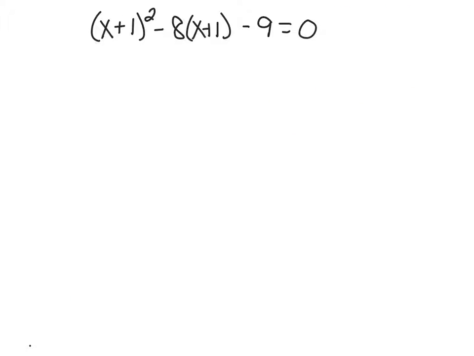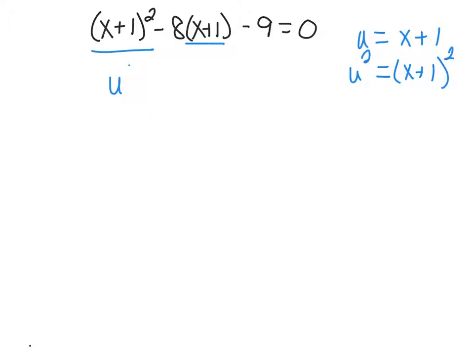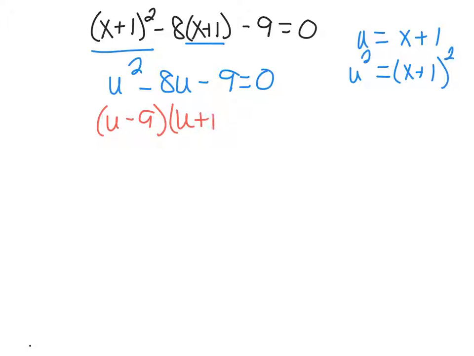Let's try that same idea again. My smaller one, so I'm going to let u equal x plus 1. If I double each piece, x plus 1 squared, that means u squared. Now I can do some substitution. This is u squared minus 8u minus 9 equals 0. I'm going to factor. So in this case, I have u minus 9 and u plus 1.